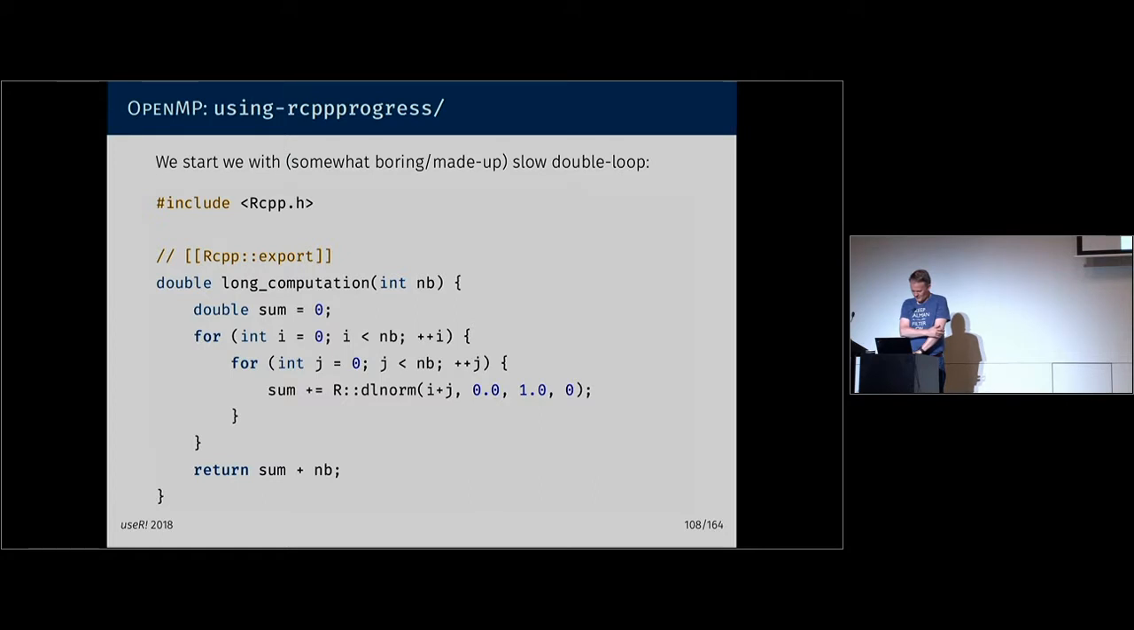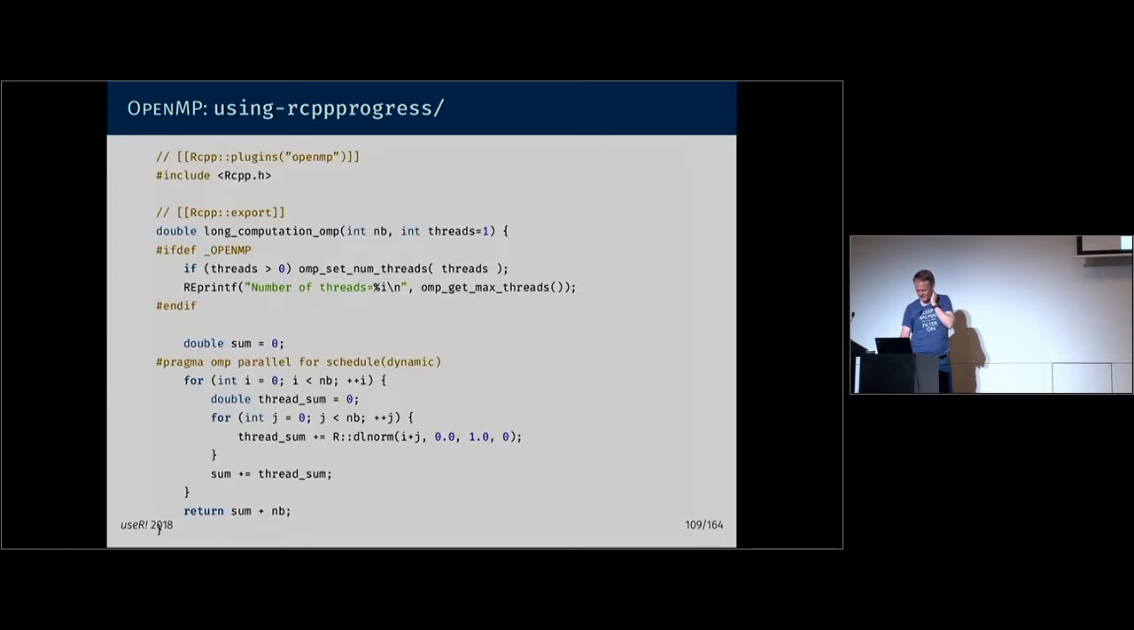I think I'm going to skip some of this or go real quick. So here's a made-up example of an expensive computation where I just have two nested loops and I'm computing the distribution function of the log norm, which is reasonably expensive if you do it many, many times for very big N. And this just does it, big O of n squared, serially.